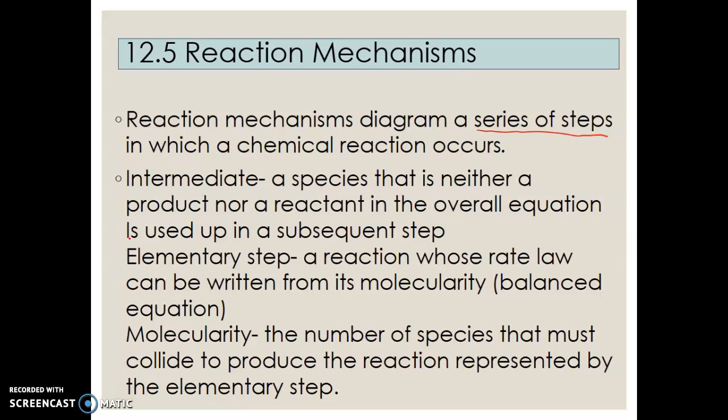An elementary step is a reaction whose rate law can be written from its molecularity. Molecularity is just going to be referring to the coefficients in a balanced equation. A little bit more about molecularity: it's the number of species that must collide to produce the reaction represented by the elementary step.